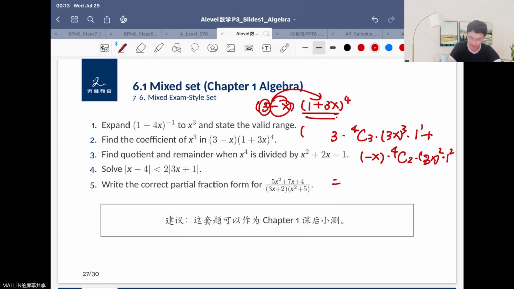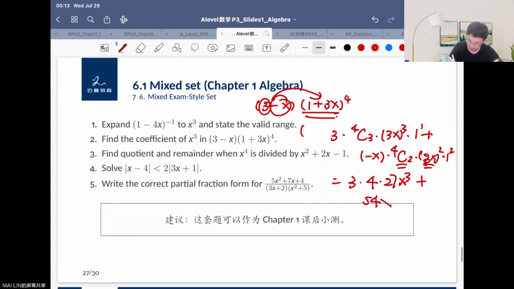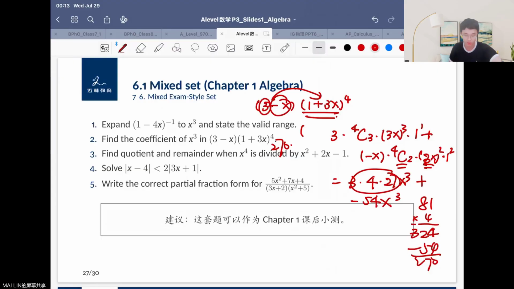So we can say that the value here is 3 times 4 times 27x cubed, and plus here is 6, and 6 times 9 is 54 x cubed. Here is negative, right? So we can say 81 times 4 is 324, right? And minus 54 is 270. So we can say that the coefficient is 270, right? That is for problem 2.